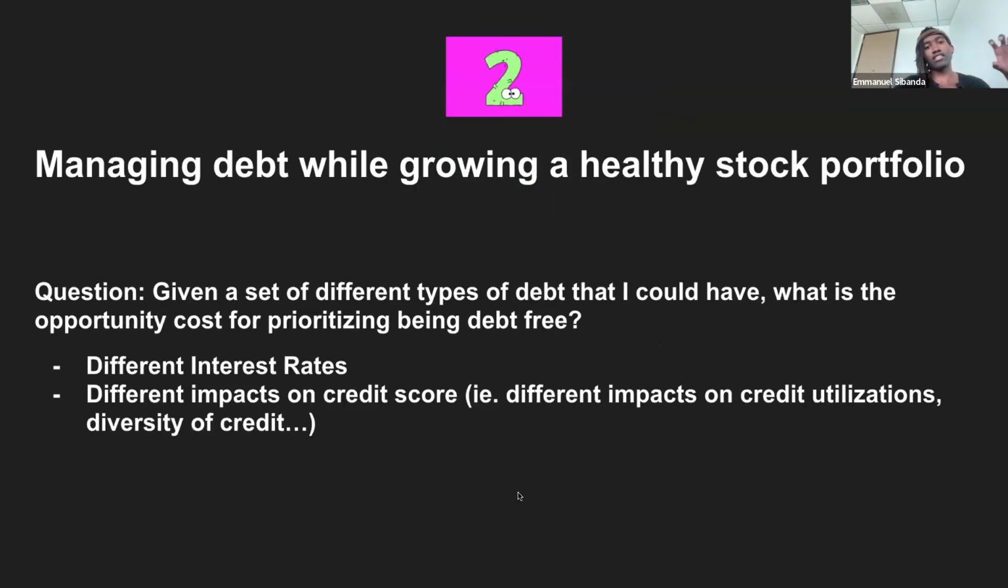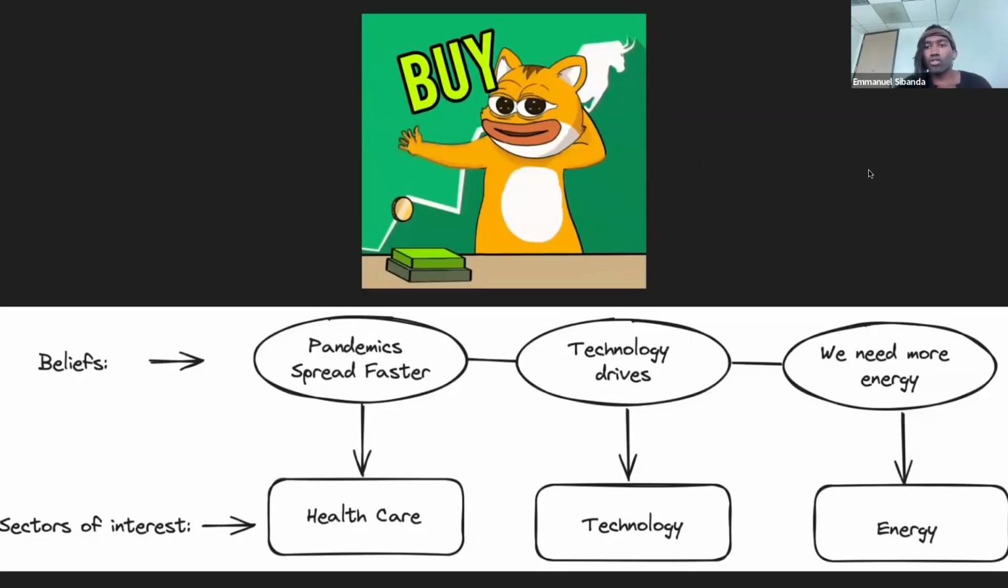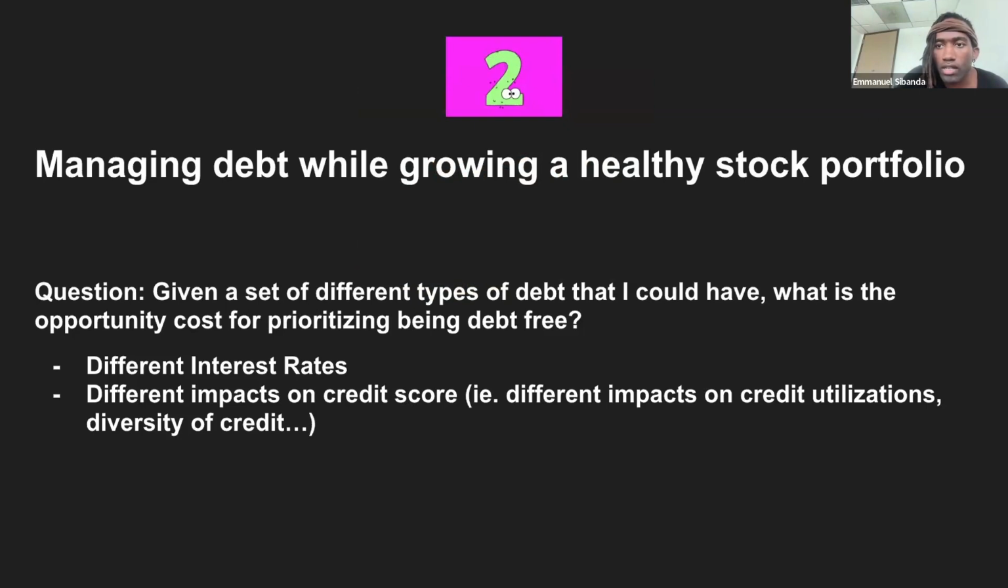So the next agent that I built was centered around managing debt while growing a healthy stock portfolio. So the question this is solving at the core is, given a set of different types of debt that I could have, what is the opportunity cost for prioritizing being debt-free? So for example, I could choose to pay back debt as aggressively as possible, or I could use some of the money to prioritize different debts. Different interest rates and different impacts on your credit score.